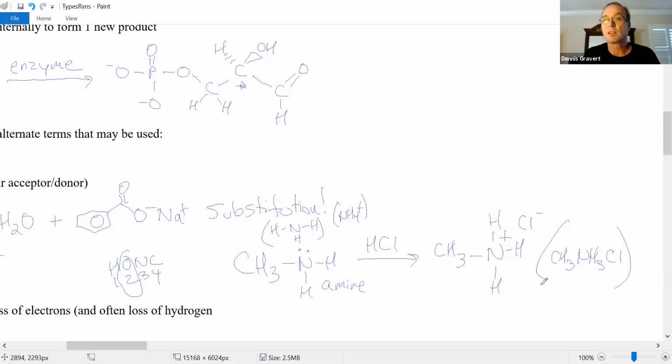And there's 2 ways you can draw the resulting product. You could say, hey, I'm showing all my bonds. Nitrogen's actually making 5 bonds, 4 covalent bonds, and 1 ionic bond. Ooh. This is 1 molecule.